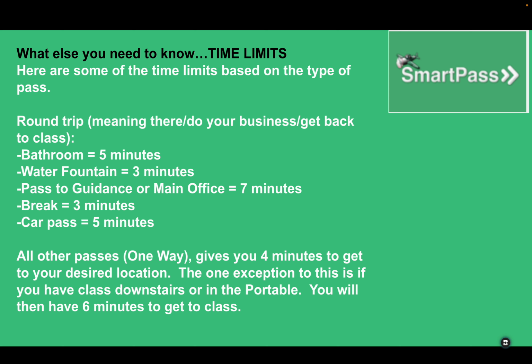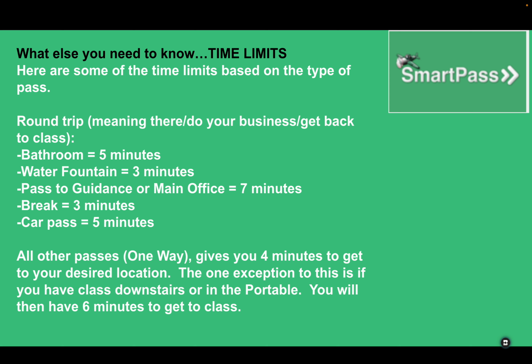You heard me talk a little bit about time limits. We do have preset time limits that are based on both the type of pass and the location. And here are some examples. If you need to use the restroom, it is a round trip pass and you have 5 minutes. Again, let's say you have Ms. Blugerman for World History East. The intent is that you go to the closest bathroom. So you leave her room, go to the girls' restroom on the academic wing, and are back in class within 5 minutes. We have set the time for water fountains to be 3 minutes, and you can see some other time limits.